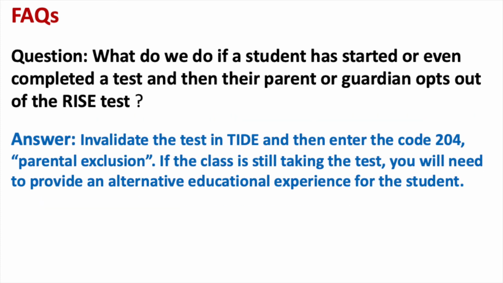Question: what do we do if a student has started or even completed a test and then their parent or guardian opts them out of the RISE test? Answer: invalidate the test in TIDE and then enter the code 204 parental exclusion if the class is still taking the test. If the class is still taking the test, you will need to provide an alternative educational experience, so be prepared as this happens frequently.